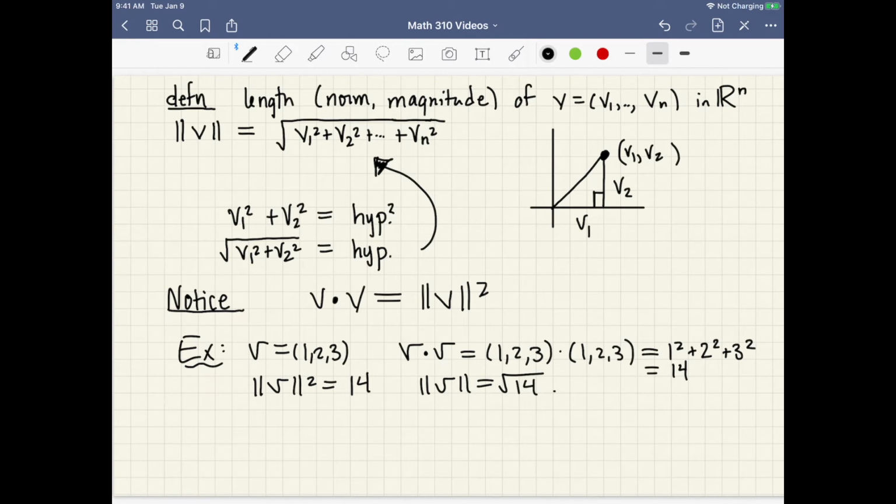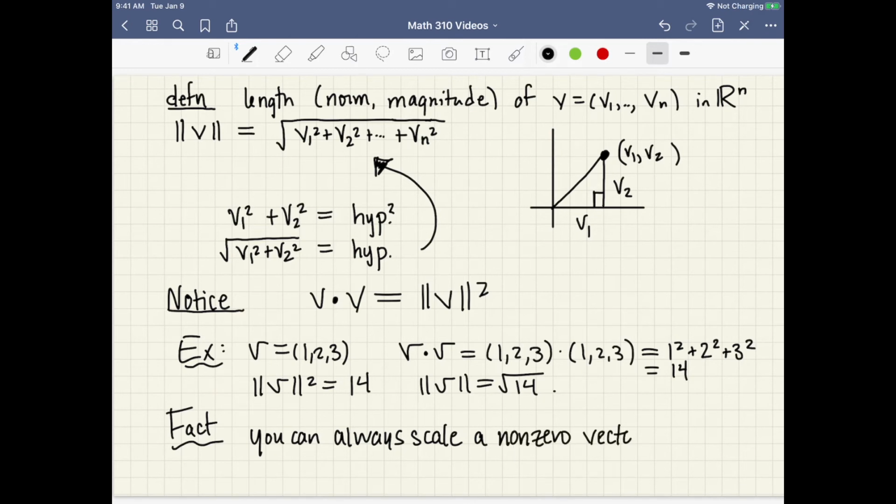And let me mention another fact. This is a useful one. You can always scale, so I mean scale up or scale down, a vector. And it better be a non-zero vector, so any vector other than the zero vector, so that it has length 1. A vector that has length 1 is called a unit vector.